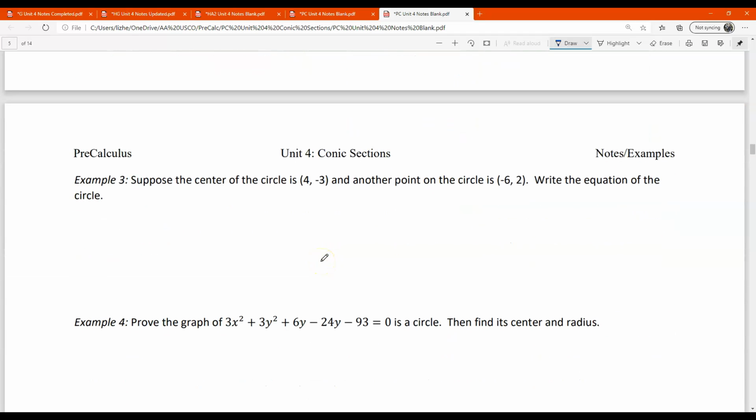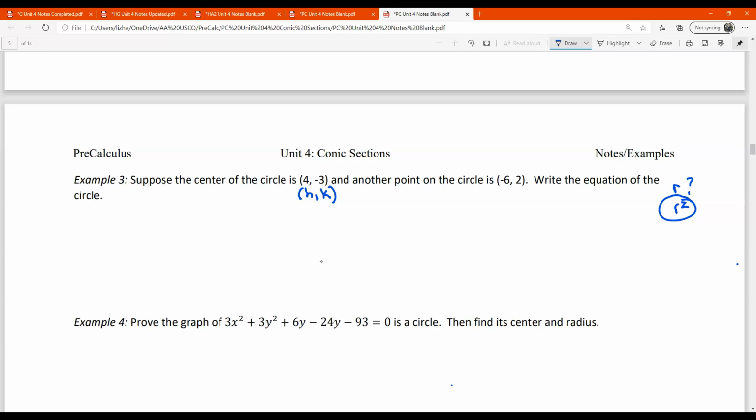Next page. Suppose the center of the circle is (4, -3), and another point on the circle is (-6, 2). Write the equation of the circle. So if this is the center of my circle, that's my h, k. What is missing here is the radius. I don't know what the radius is. And remember, technically, I don't need the radius. I need r squared. That's what I'm looking for.